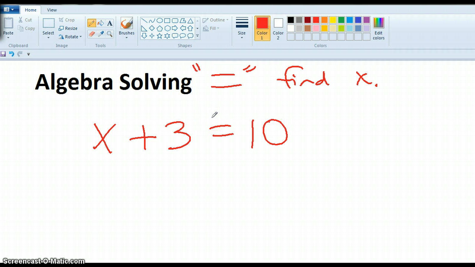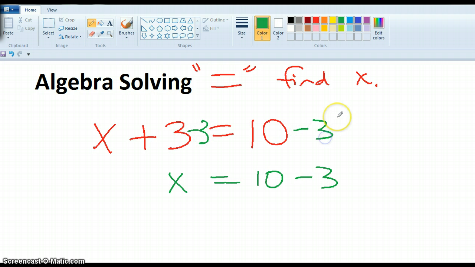Okay, so what's the answer? 7. So we can do that. We can also write x equals 10 minus 3, because what's happened is we take minus 3 off both sides. Why can we take minus 3 off both sides? Because equals is a statement of equivalence.